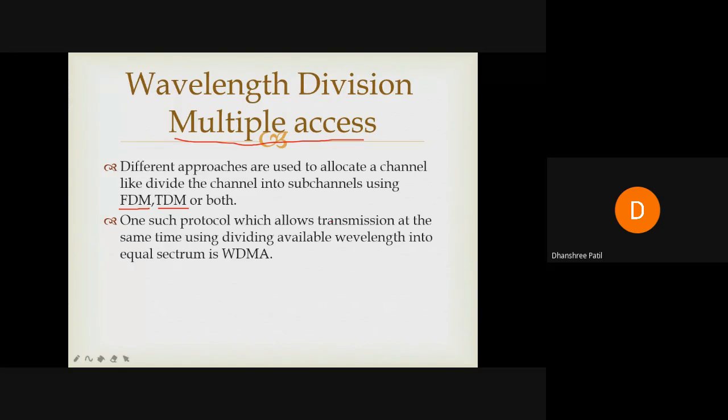Yes, anyone can answer. FDM allows transmission of different data slots using different frequencies.